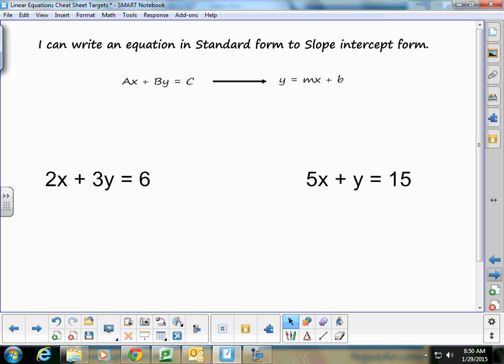Another target. I can write an equation in standard form, slope-intercept form. Hopefully you guys obviously know that you can be pausing me at any time. This is a video. You can rewind at any time. You could really fast forward at any time too, but that may not be a wise decision.